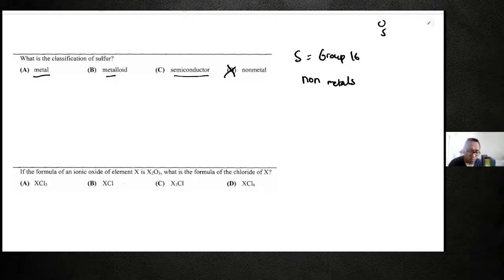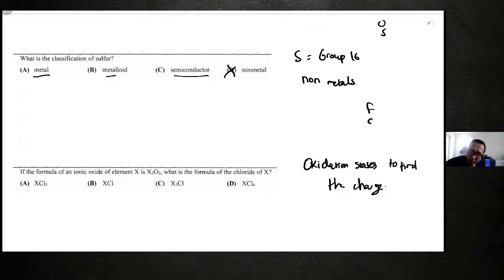If the formula of the ionic oxide of element X is X2O3, what's the formula of the chloride of X? How do we solve this question? The concept is to use the oxidation state to find the charge, and then get it based on the periodic table. As you can see, like F and Cl and other elements, it should be -1, right?